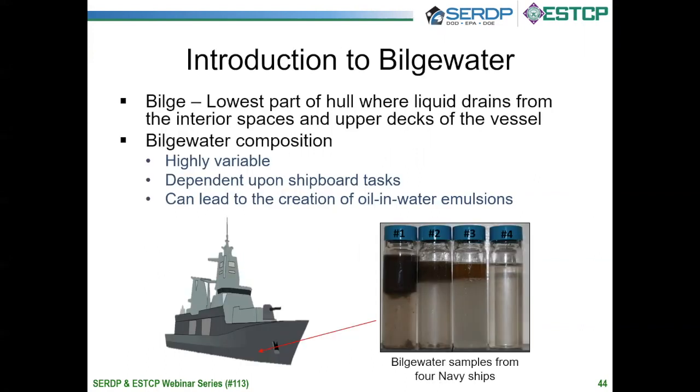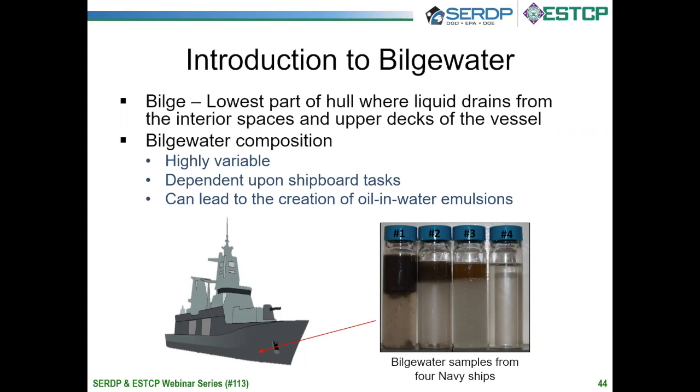The bilge is the lowest part of the hull, where the liquid drains from the interior spaces and upper decks of the vessel into holding tanks. Bilgewater composition is highly variable. It changes day to day and from ship to ship, and is primarily dependent upon shipboard tasks. In the photograph on the right, there are 4 extracted bilgewater samples. As you can see, the quality of the hydrocarbon phase as well as the turbidity or the clarity of the aqueous phase vary quite a bit across those 4 different samples.